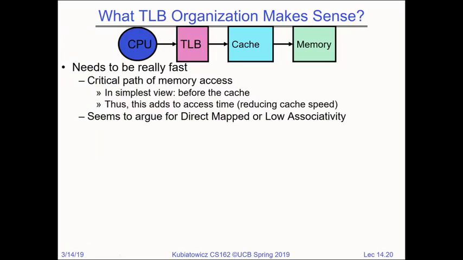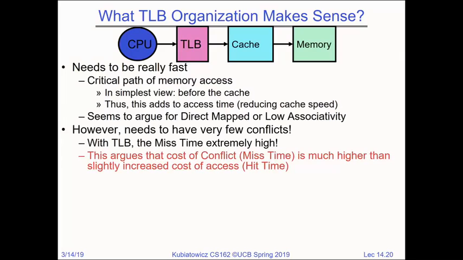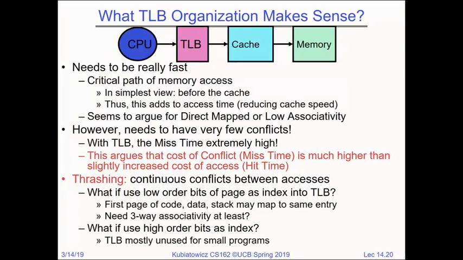This seems to argue for a direct mapped TLB to make it really fast. Which is faster? Direct access for a single cycle is faster for a direct mapped or lowest associativity. However, you don't want conflicts, because every time you've got a conflict, you've got to walk the page table. So the conflict might be very expensive, and we want higher associativity. Furthermore, we could end up in a thrashing scenario with continuous conflicts between accesses, and then what? We would like our TLB to never have conflicts, which says what kind of a cache is the TLB?